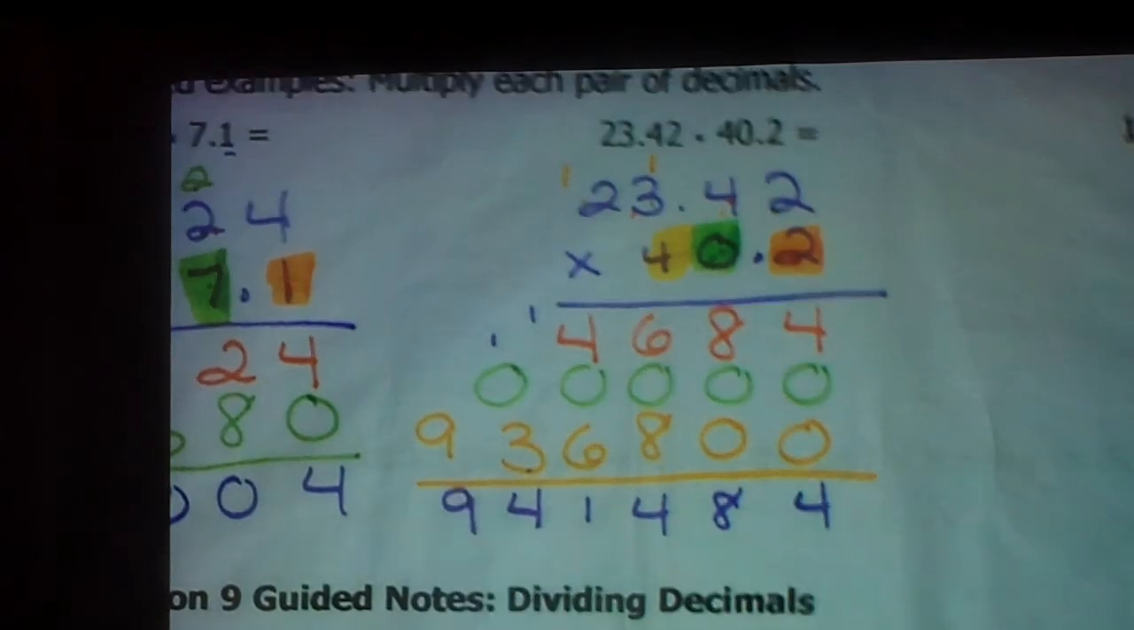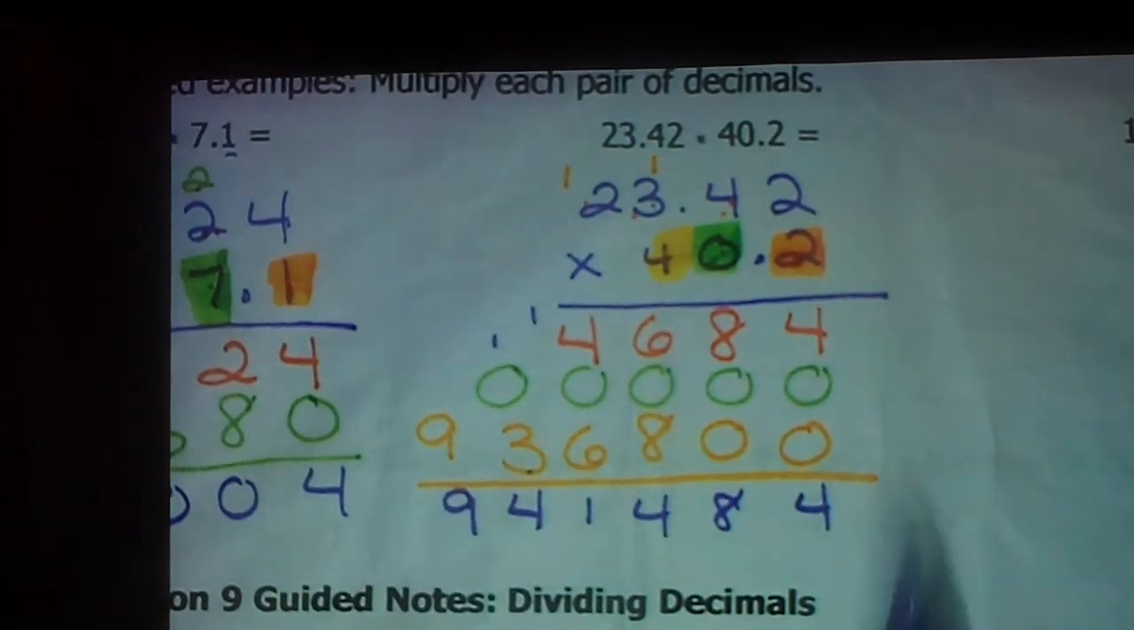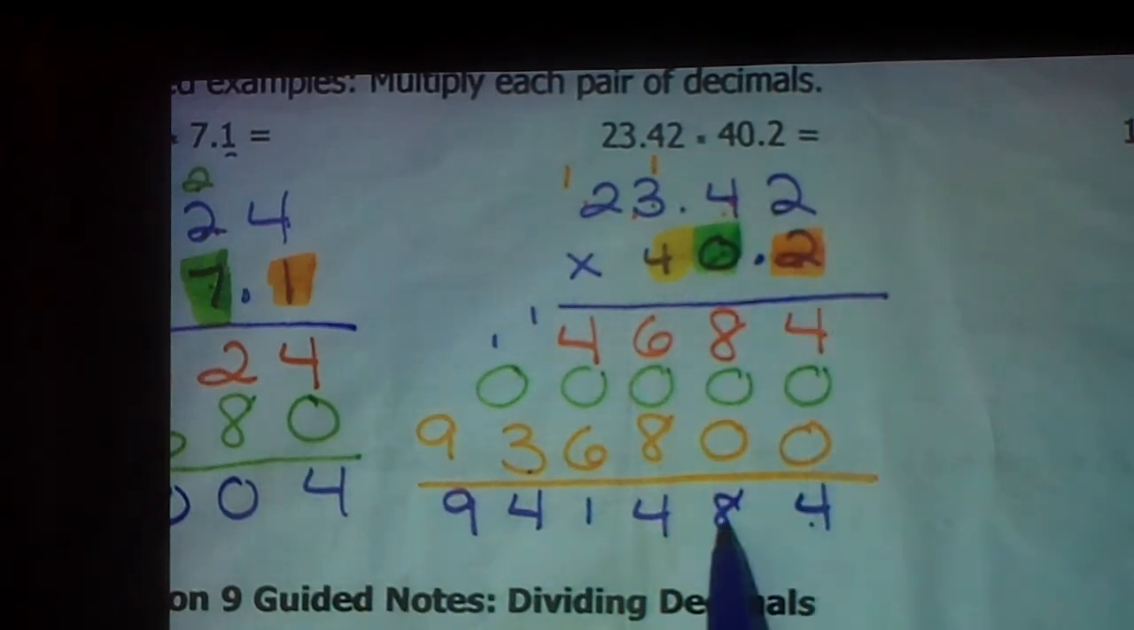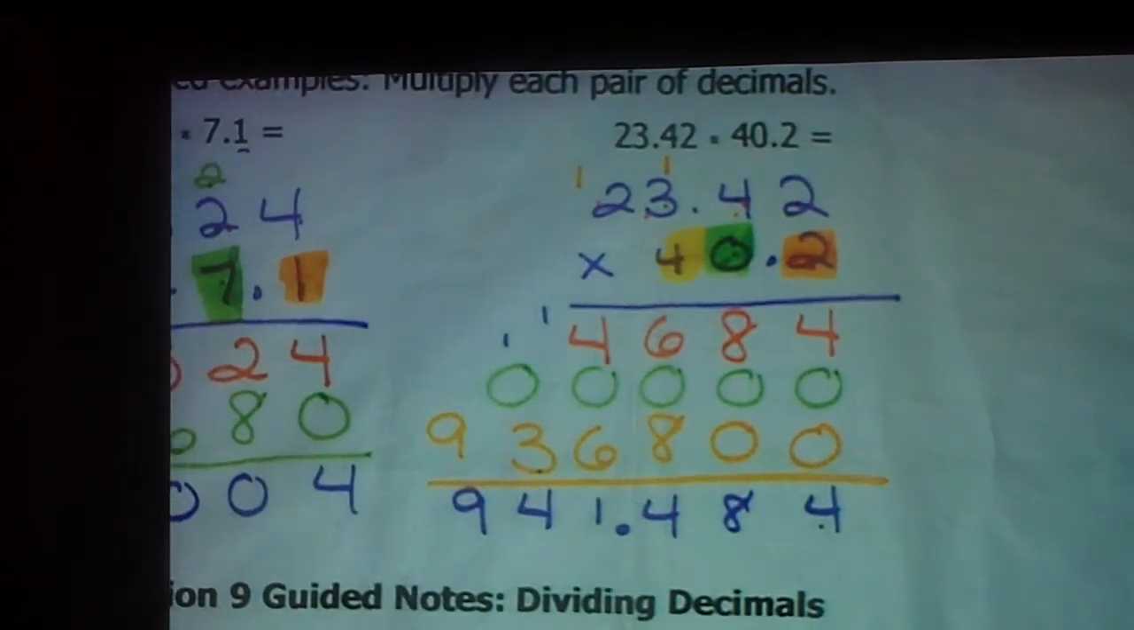9. Count how many digits are behind a decimal point. 1, 2, and 3. So I need 1, 2, 3 numbers behind a decimal point in my answer. So 941.484. All right, check out the next one.